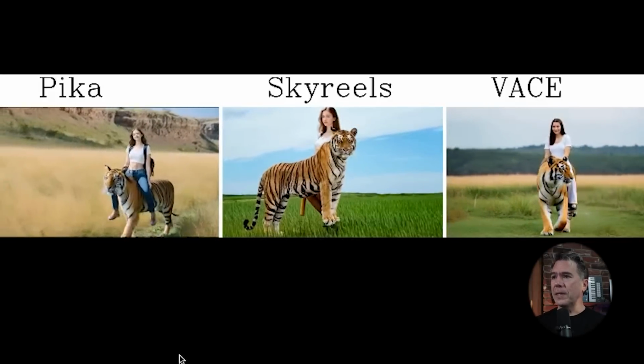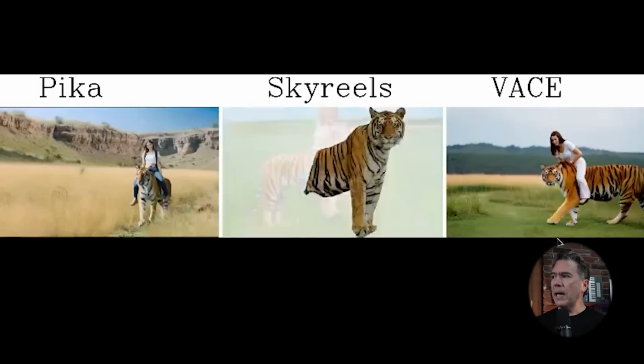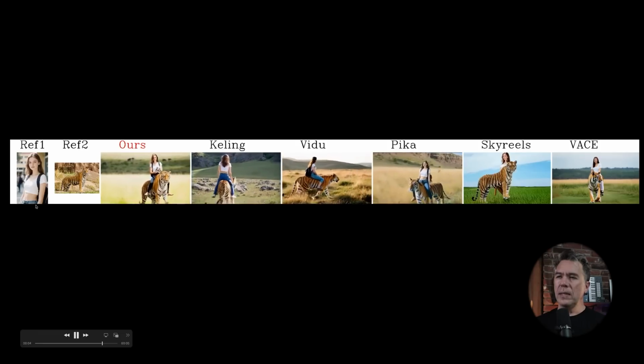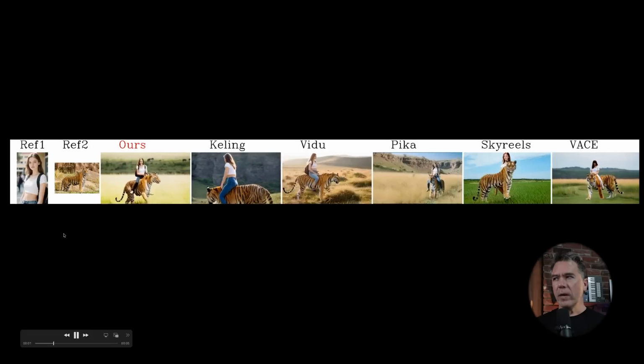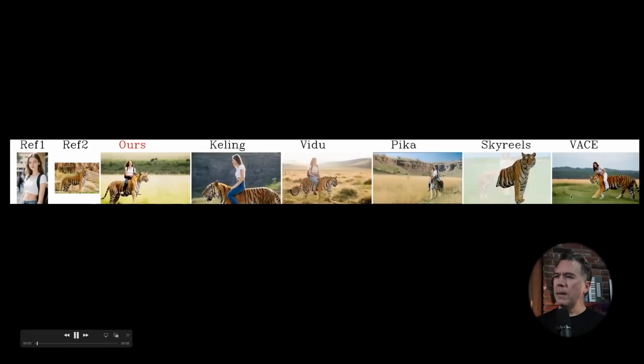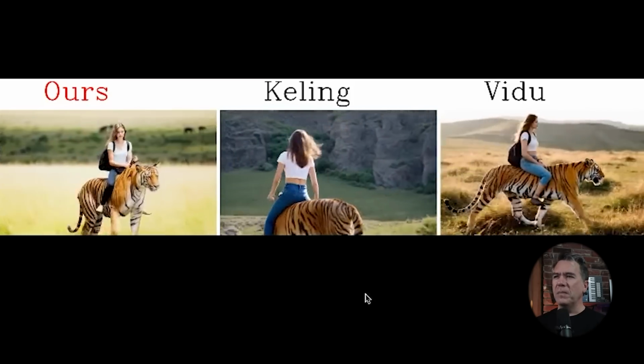Skyreels definitely skipped class that day. Vace does a pretty solid job, but it does miss the fact that we do see in the reference image that she's wearing jeans. They just decided to go with white pants there. And yeah, the Kling model, so-so.